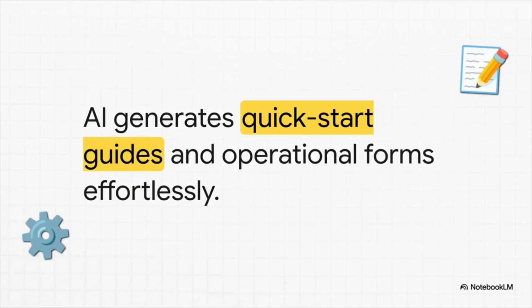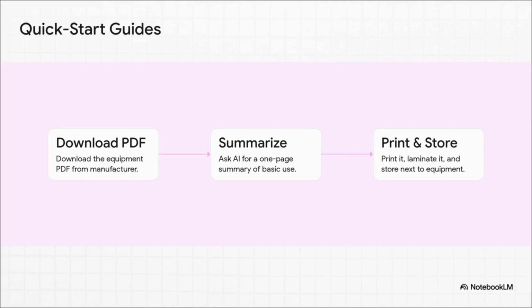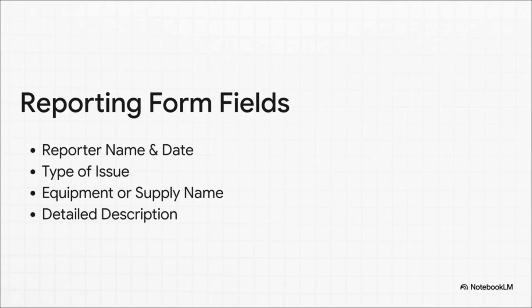All right, superpower number 2, lab operations. You won't believe how much this boosts your daily efficiency. Missing a manual? Have AI summarize the equipment PDF, print it out, laminate it, and you're good. It can even whip up the exact structure for a broken equipment reporting form in no time.